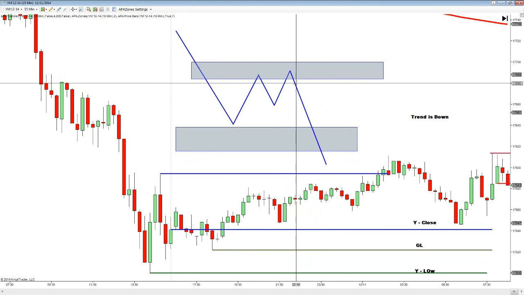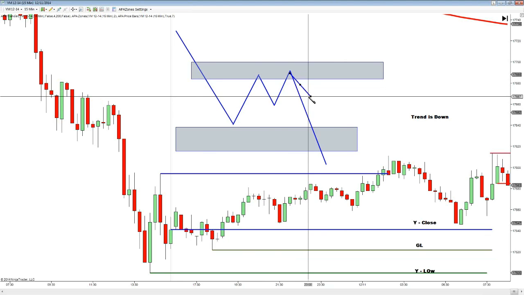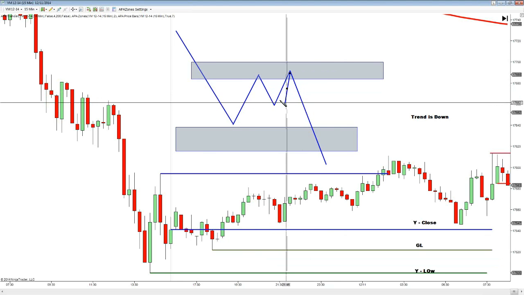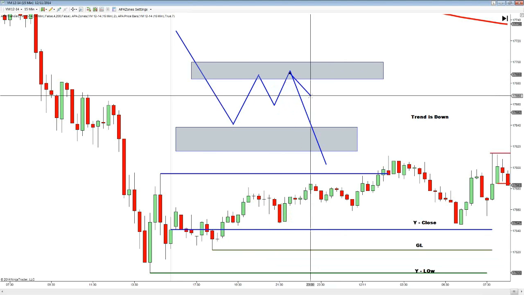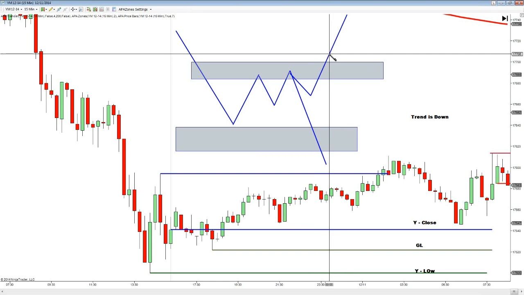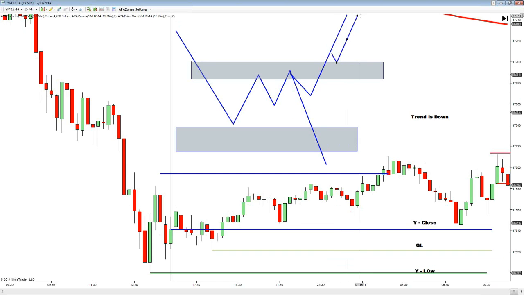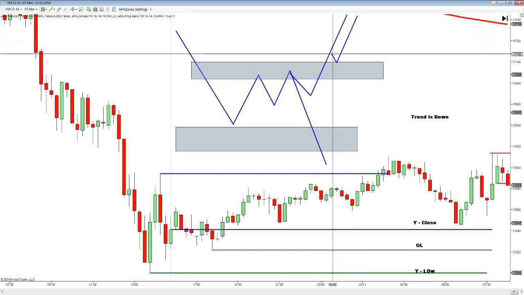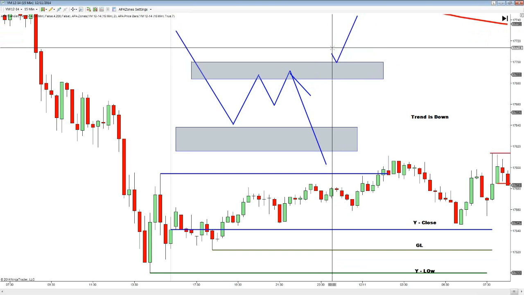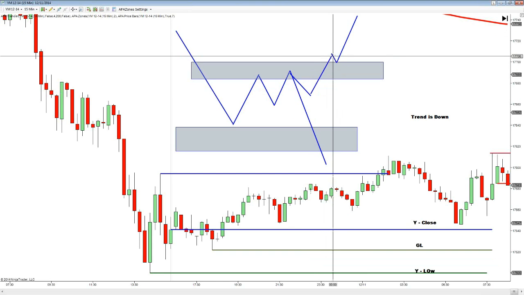And if that doesn't happen immediately, then I would expect support to come in somewhere maybe right around in that range, and for us to break up above this. And when it does, hopefully we'll get another little quick retracement and get on board here. So that's my thoughts coming into this area.